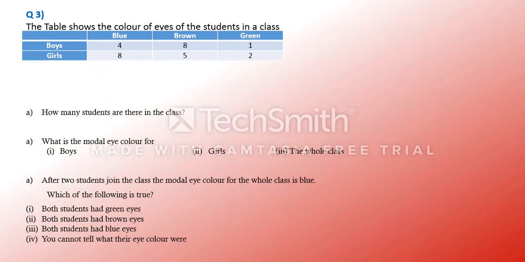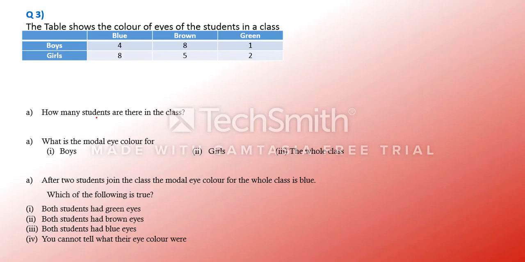Alright, let's look at another similar example. The table over here shows the color of eyes of the students in a class. So which means there are 4 boys who have blue colored eyes, 5 girls having brown color eyes, and so on and so forth. So just let's have a look at the set of questions.